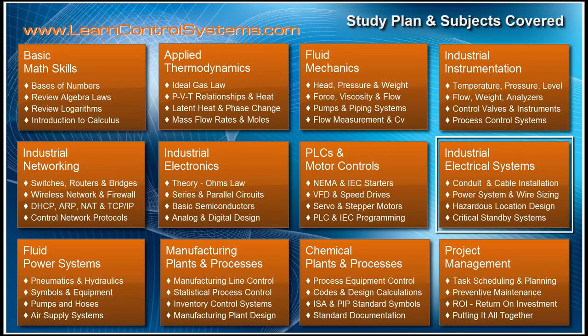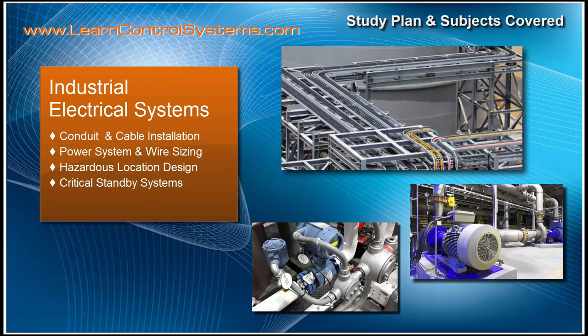Now, when it comes to control systems, a lot of people don't think about it, but you have to understand industrial electricity. Electrical systems are very important. This is how all of our controls function. So we need to have a solid understanding of industrial electricity and electrical systems. As a matter of fact, a technician should get a journeyman electrician's license.